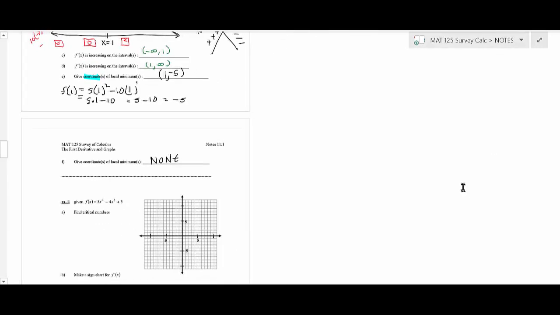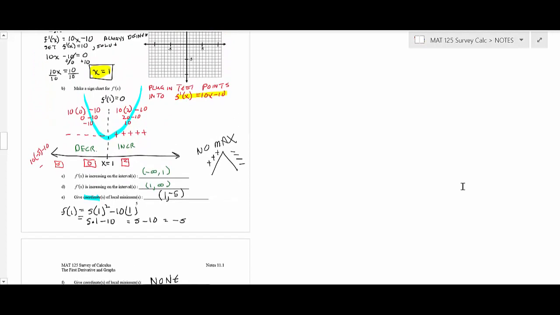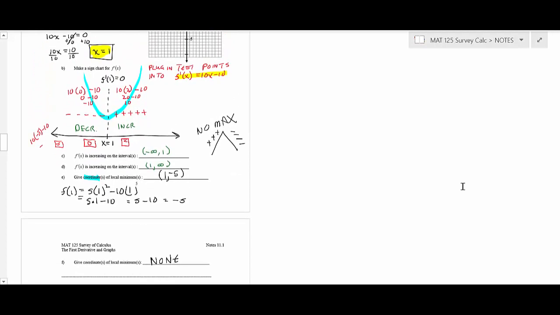Okay? All right. So that kind of wraps up everything we wanted to do on that problem. We did the critical point, or the critical number. We did a sign chart, and that determined where the function was increasing and decreasing, which can help you determine whether you have a minimum or a maximum, or sometimes you'll have both. Sometimes you'll have neither. The sign chart tells all.